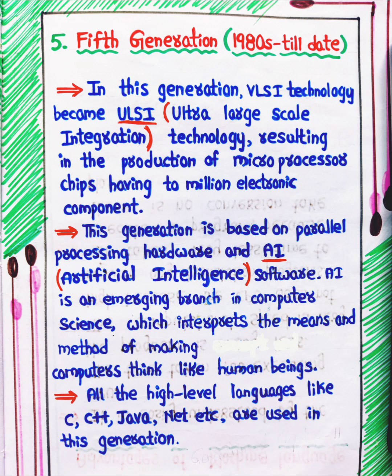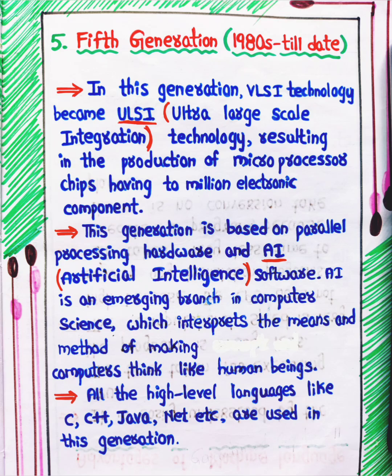Fifth generation. In this generation, VLSI technology became ULSI, ultra large scale integration technology, resulting in the production of microprocessor chips having 2 million electronic components. This generation is based on parallel processing hardware and AI, artificial intelligence software.